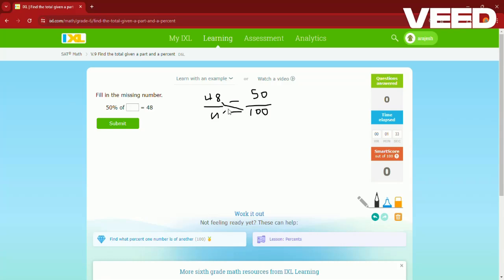Then just cross multiply, and we get 50n. So 50n is equal to 4,800. Again, 50n is equal to 4,800. Then just divide by 50, and you should get as your solution n is equal to 96. So I'm going to say that it is 96.